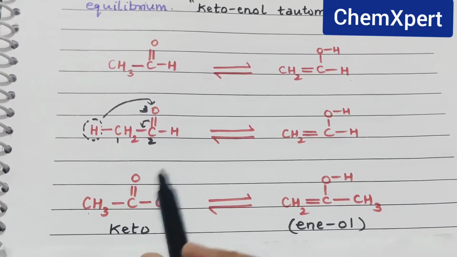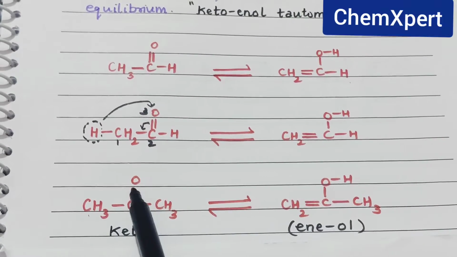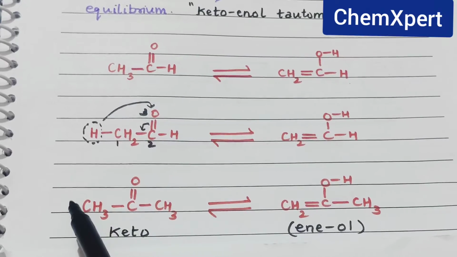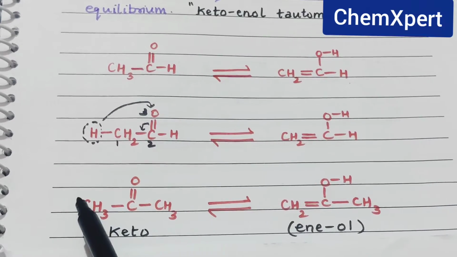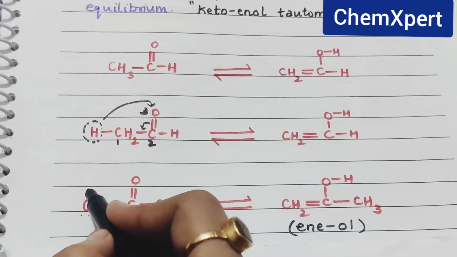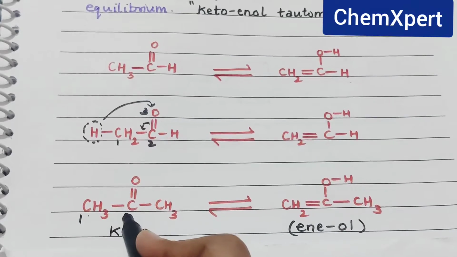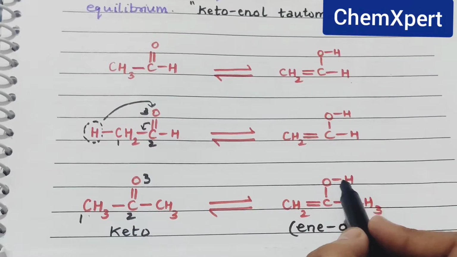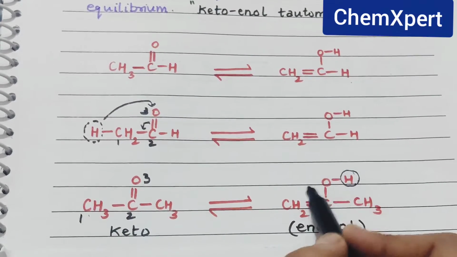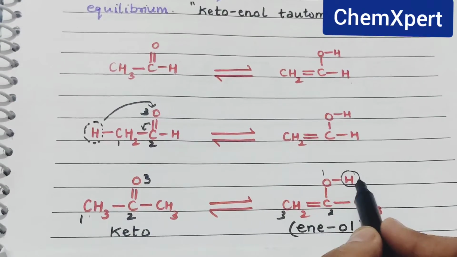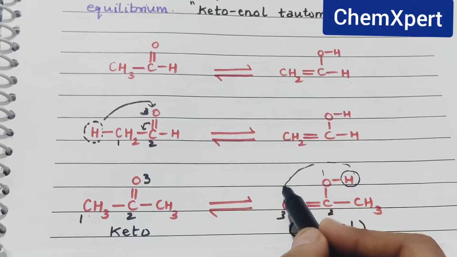So if we talk about this, this is propanone. In propanone the ketone group is present here at the second position. Now this hydrogen of the methyl group will shift. So the hydrogen will be shifted, or we can say transferred, from this carbon to this oxygen. So again if I number it like 1, 2 and 3, or we can say this hydrogen is shifted to the third carbon. It just shifts towards this side.